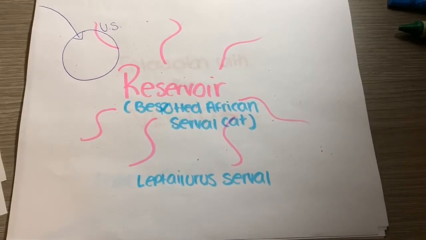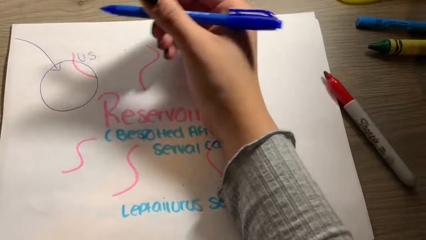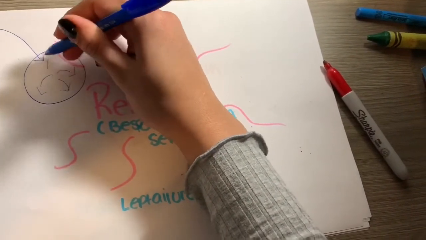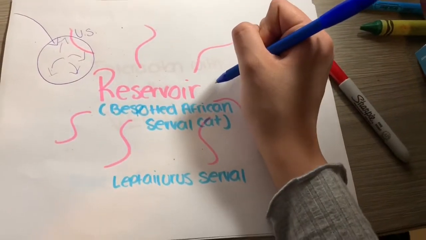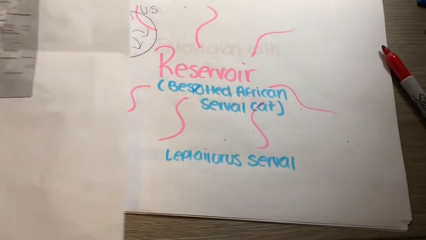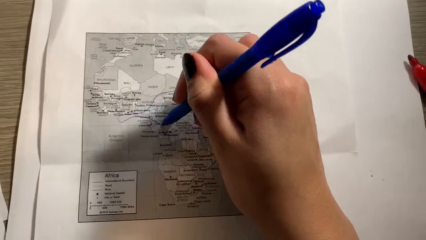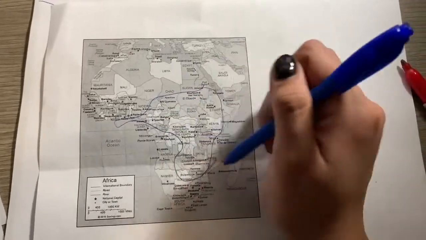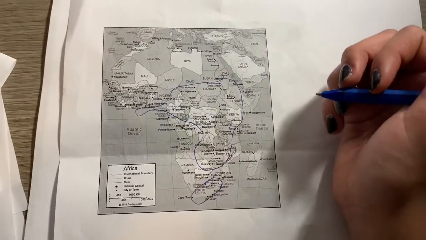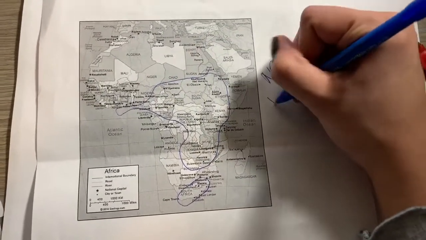Our reservoir is the Leptellurus serval, or the bespotted African serval cat, which is a wild cat found in Sub-Saharan Africa. In Africa, it is wild. However, these cats are often caught and domesticated as exotic pets and shipped around the world to those who can afford it. It is prized for its fur. Here's me just demonstrating the locations. Their habitat is in the grassland savanna found in sub-Saharan Africa, and they have no natural habitat in the US, of course.